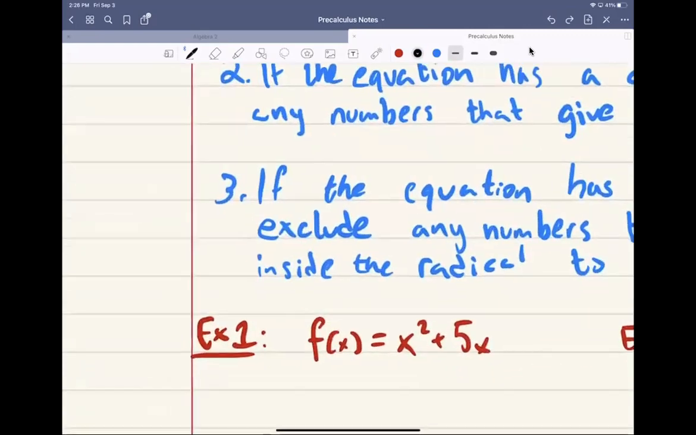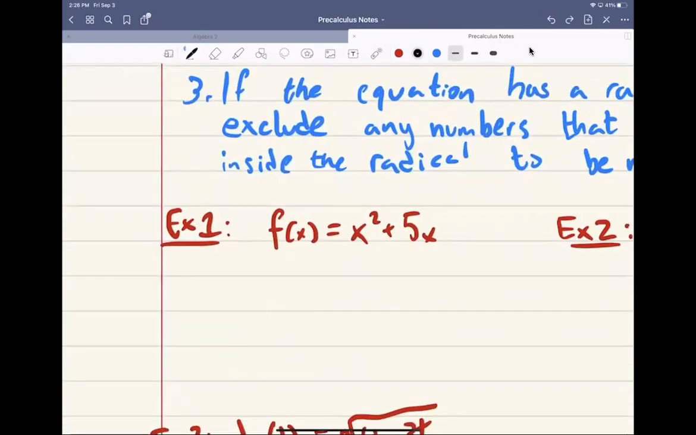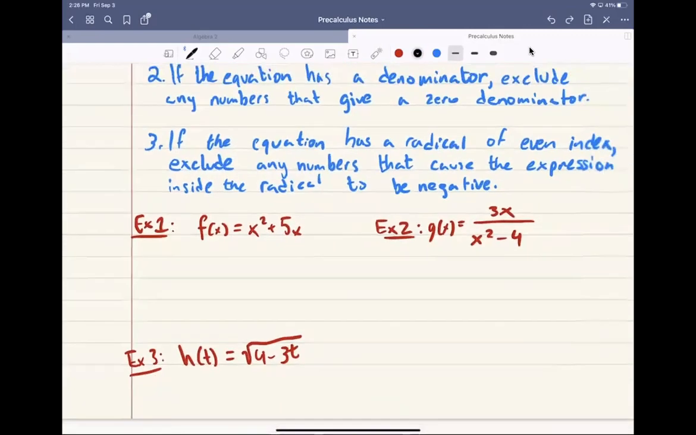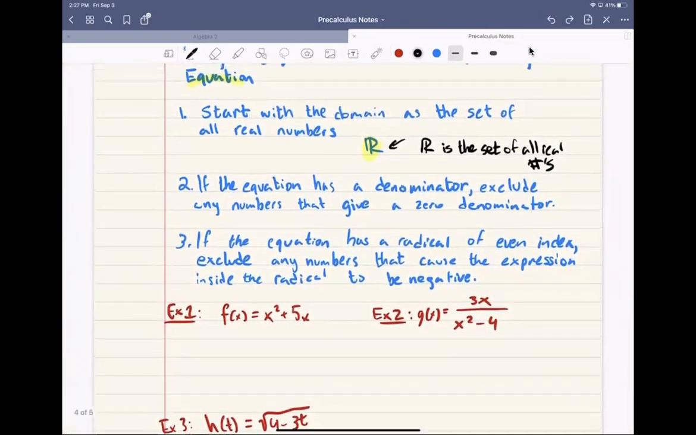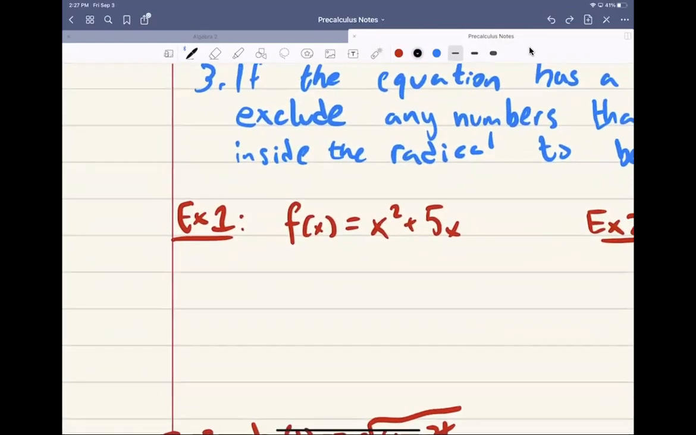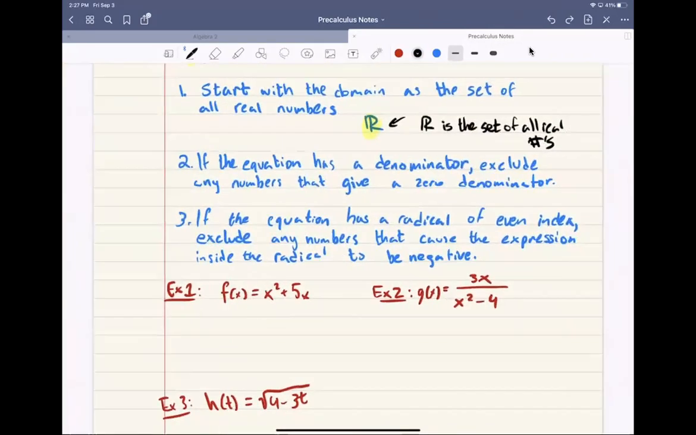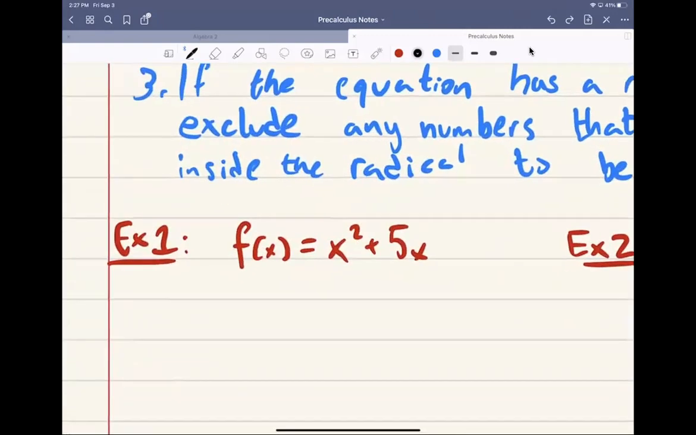Okay, so problem one. We have f of x equals x squared plus 5x. We're just going to follow this process. First, let's start with the domain as the set of all real numbers. Then step two says if you have a denominator. Do we have a denominator in this equation? No, so we can ignore step two. Do we have a radical? No. We can ignore step three. So just by looking at this function, we can say that the domain of this function is the set of all real numbers.